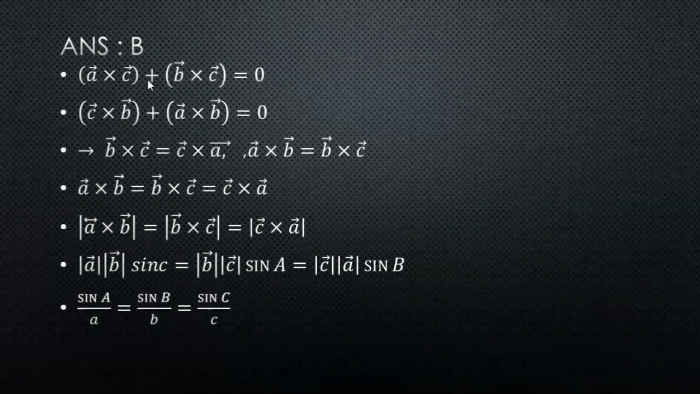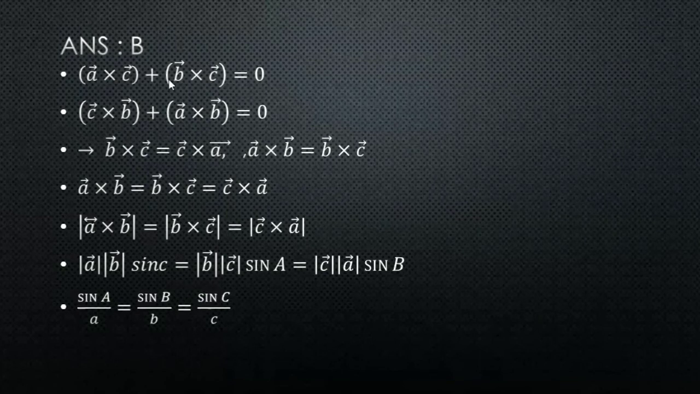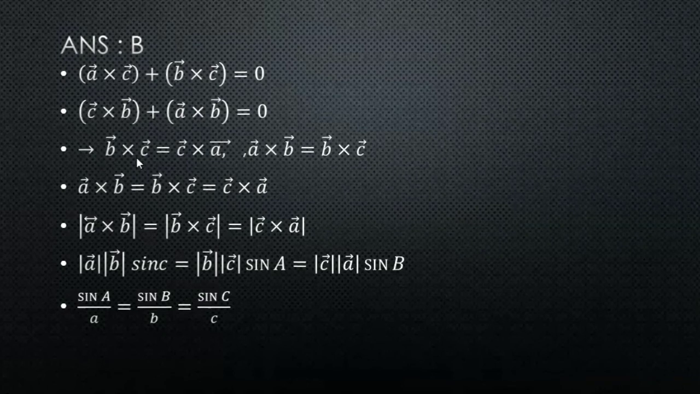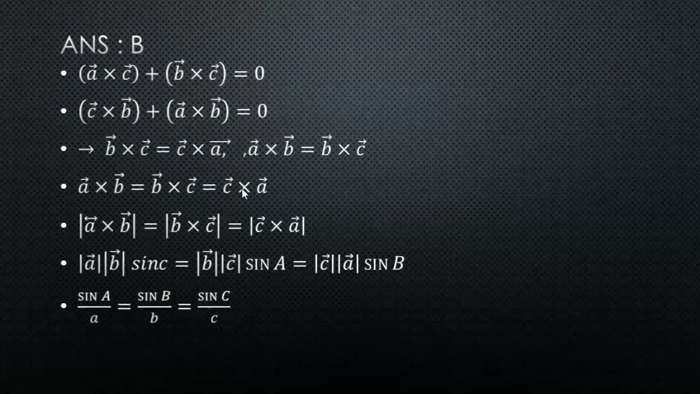See, the vector cross product is not commutative. A vector cross B vector will not be equal to B vector cross A vector. It will be negative of that. So here these two being equal to 0 means I can write B vector cross C vector is equal to C vector cross A vector. Similarly here A vector cross B vector should be equal to negative of this, that is B vector cross C vector. By this we can equate everything. See here, A vector cross B vector is equal to B vector cross C vector, which will be equal to C vector cross A vector.